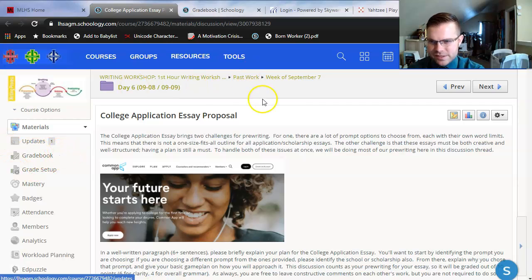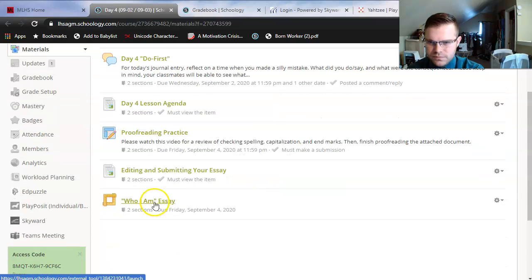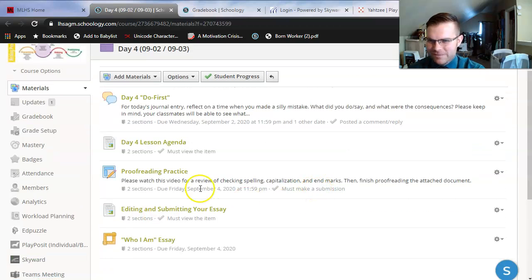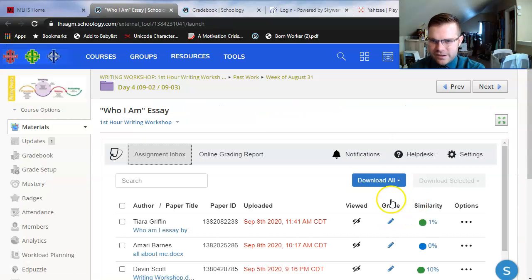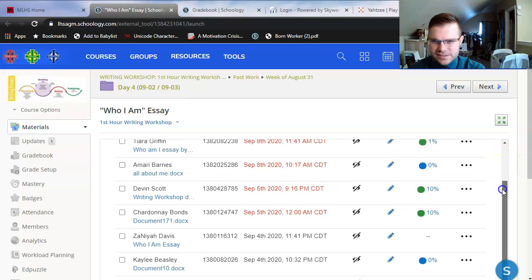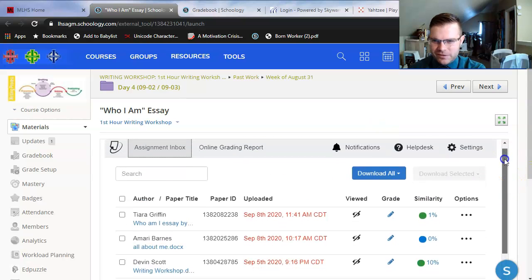Again, the easiest way is in your gradebook, but I'm just going to go through past work to find it. Found it. I apologize, it took me a little while to find that. It's inside the Day 4 folder if you're going that route. Who I Am essay. Now this is what my gradebook looks like on Turnitin. It tells me everyone's essays. The red ones are just saying that they're uploaded late. I'm not super worried about that for the sake of virtual learning, those kinds of things.